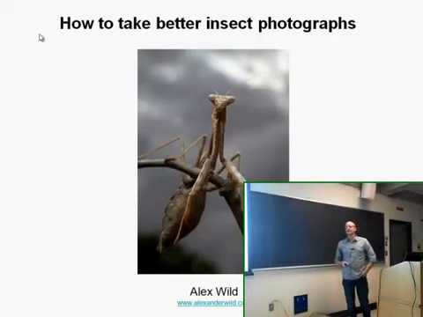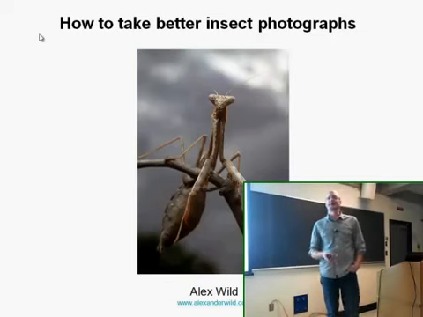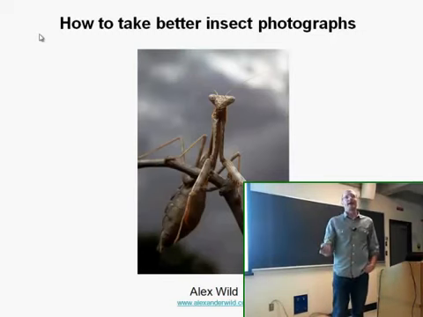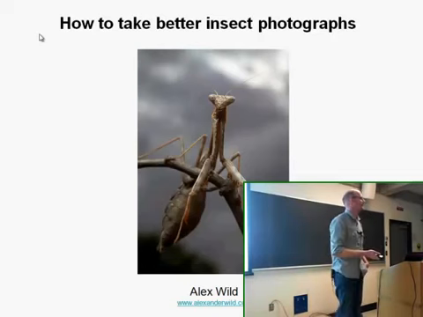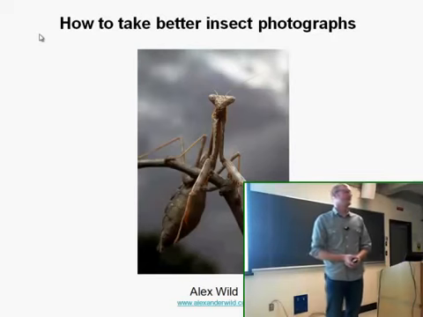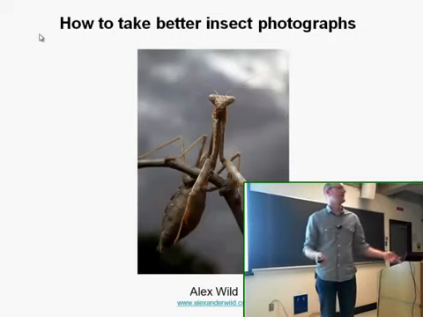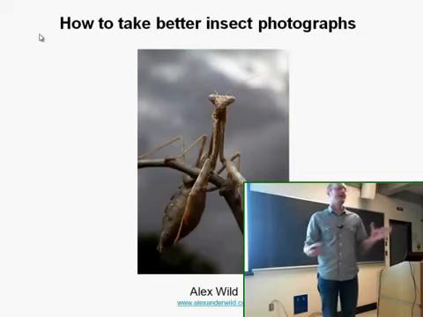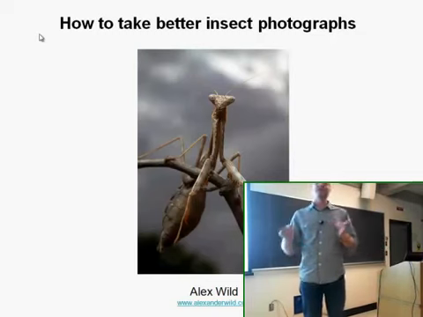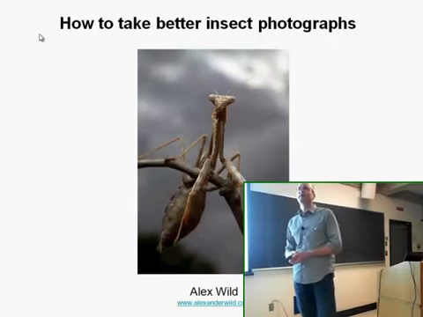Okay. So, I'm going to talk about how to take better insect photographs. And the reason why I'm going to talk about this is many of you here, I'd say most of you here, are scientists, graduate students in the sciences, and scientists have a lot of need for images.